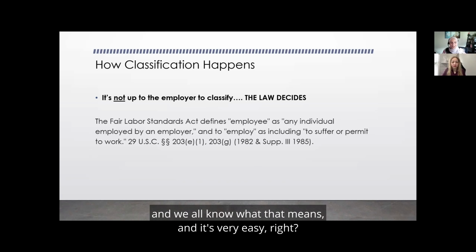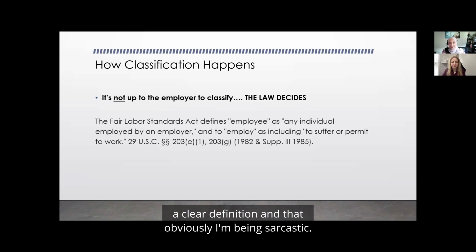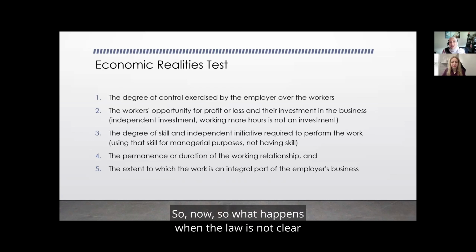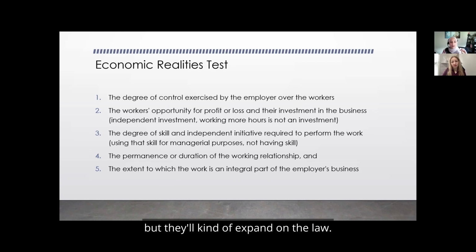And it's very easy, right? So we can thank our government for having a very clear definition. And obviously, I'm being sarcastic. That's very hard to understand, and it doesn't even make much sense. So what happens when the law is not clear is that courts will come in and clarify, or they'll, I don't want to say add, but they'll kind of expand on the law.